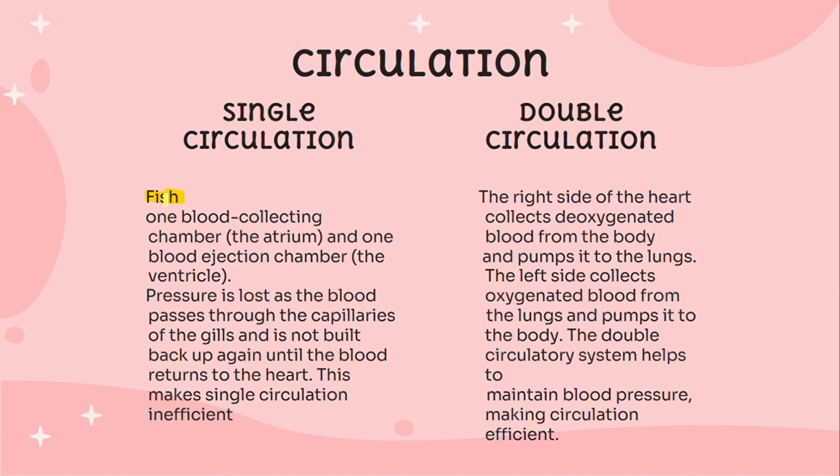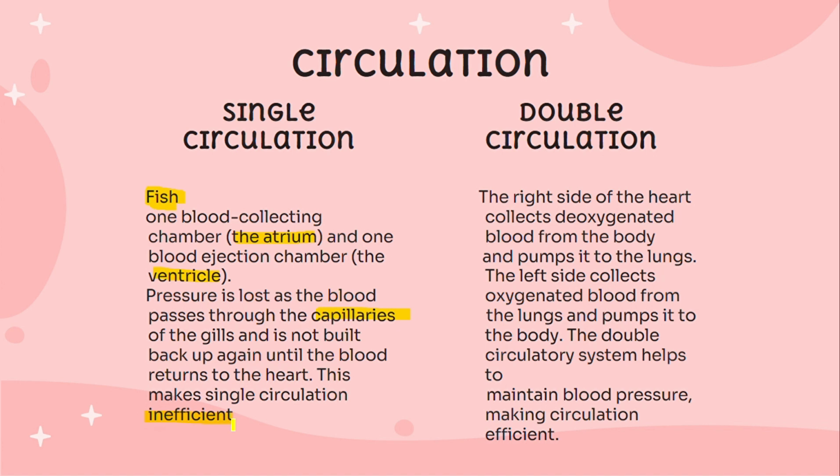You cannot find it in a frog, for instance, because frogs, when they grow up, live on land rather than water, so they cannot really use single circulation while they are on land. Now, fish have one blood collecting chamber, which is the atrium, and one blood ejection chamber, which is the ventricle. Pressure is lost as the blood passes through the capillaries of the gills and is not built back up again until the blood returns to the heart. This makes a single circulation inefficient.